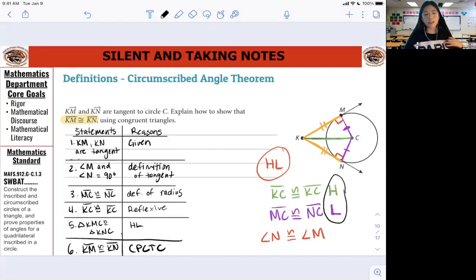There's our proof. There it is. We did it all by ourselves. You didn't even have a word bank. You didn't even have anything else. You really did it all by yourselves, guys.